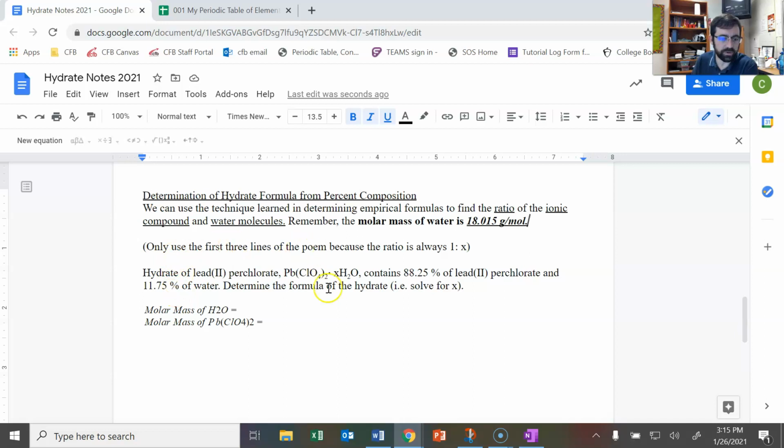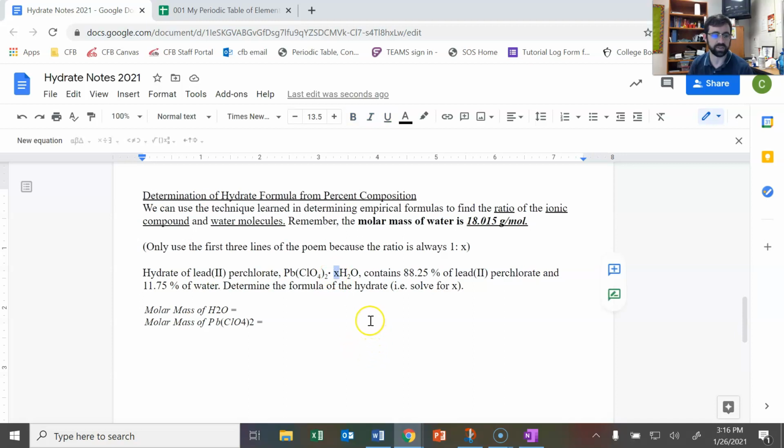We're only going to use the first 3 lines of the poem. So the poem was percent to mass, mass to mole, divide by small, multiply till whole. We're never going to multiply till whole. It's just going to be percent to mass, mass to mole, divide by the smallest, and that's when we're going to be done. We'll know what the formula of the hydrate is. And again, for the formula of the hydrate, we're always looking for the coefficient for water.